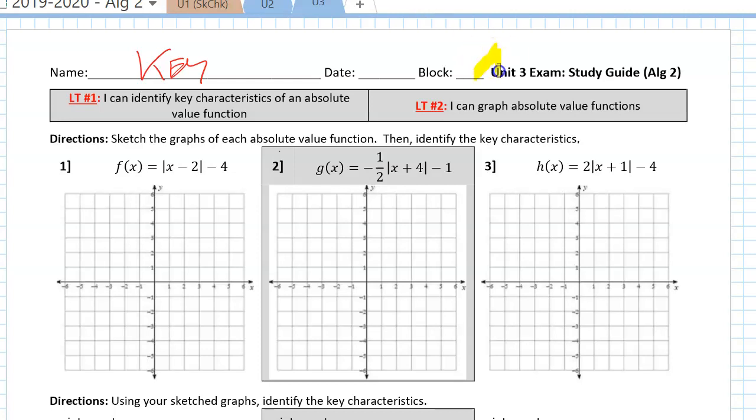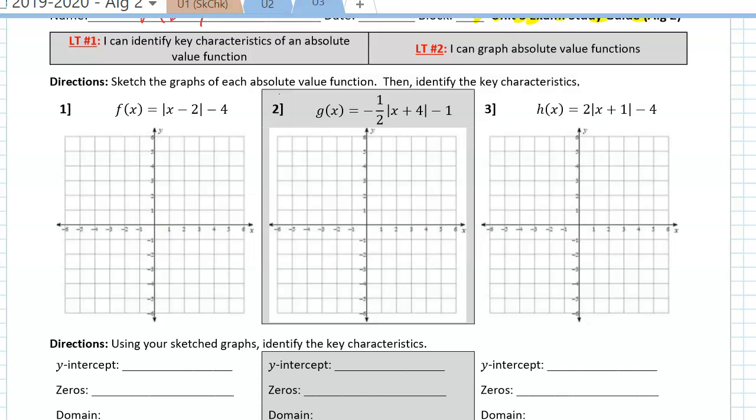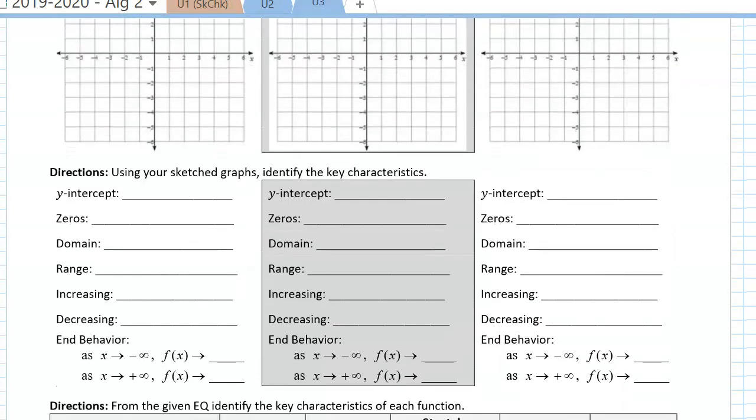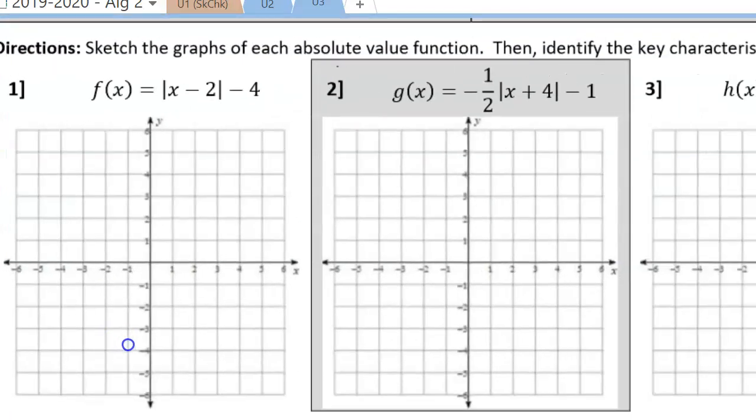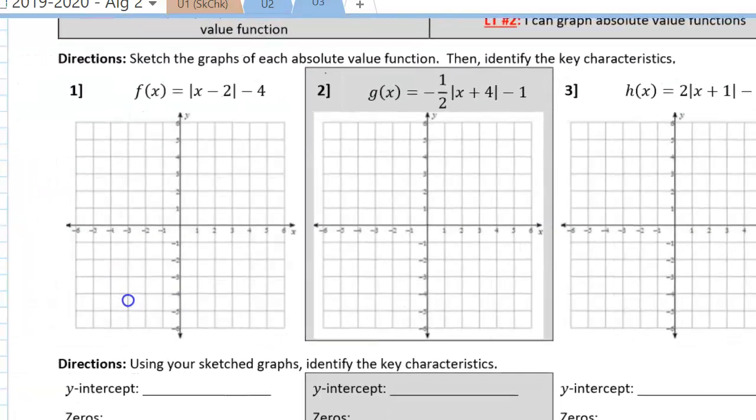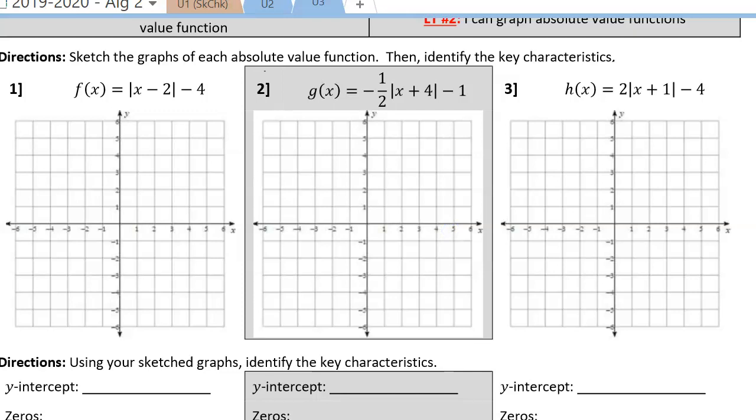Key for the Unit 3 study guide. Questions number 1, 2, and 3. We need to go ahead and graph these absolute value functions and then provide the key descriptions from them. So starting off, for each of the absolute value functions, we want to go ahead and identify h and k.